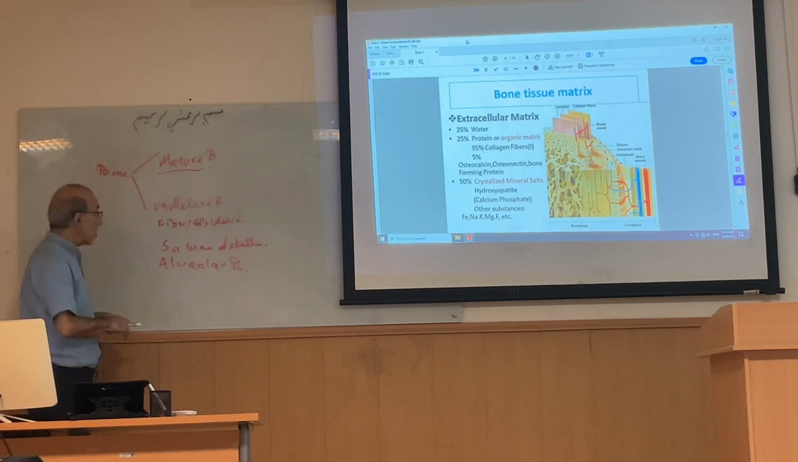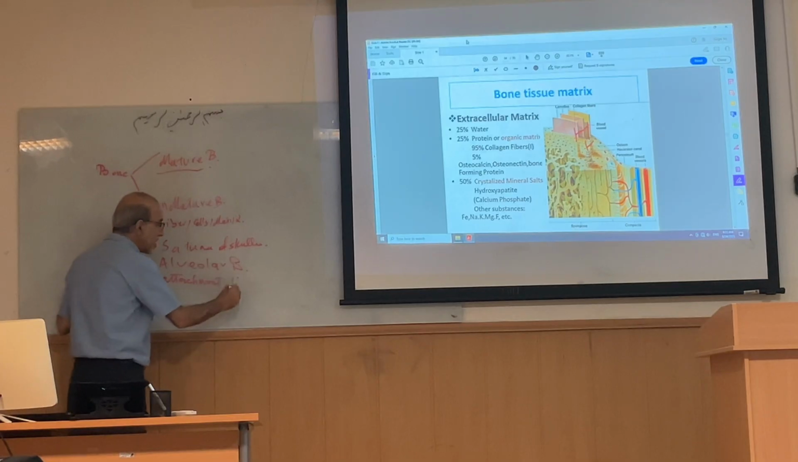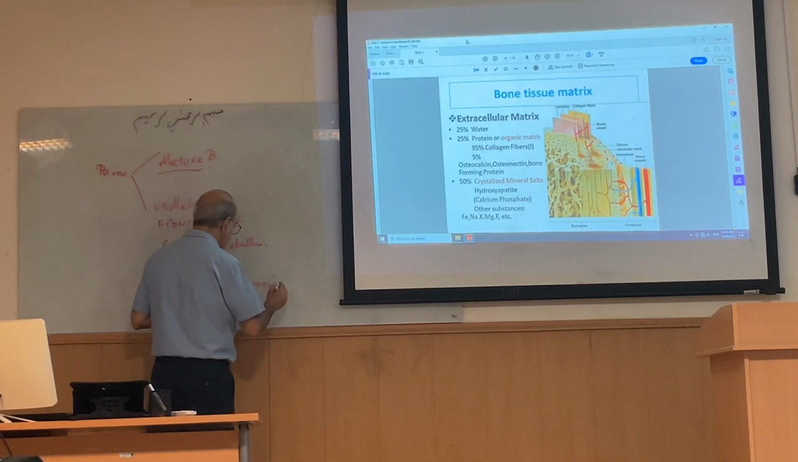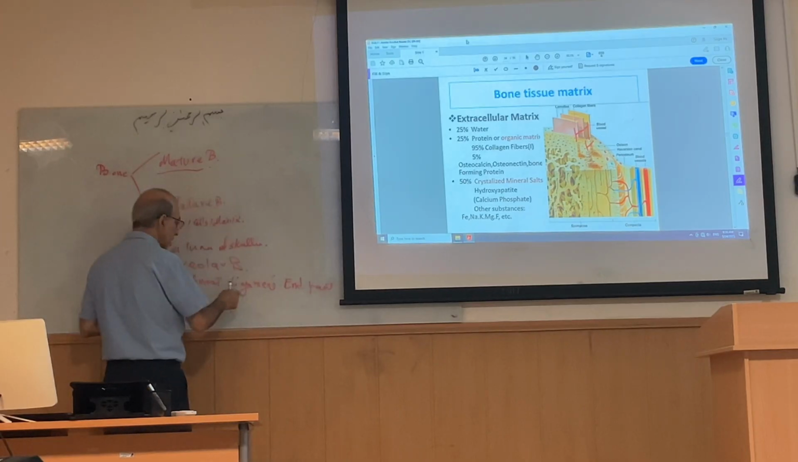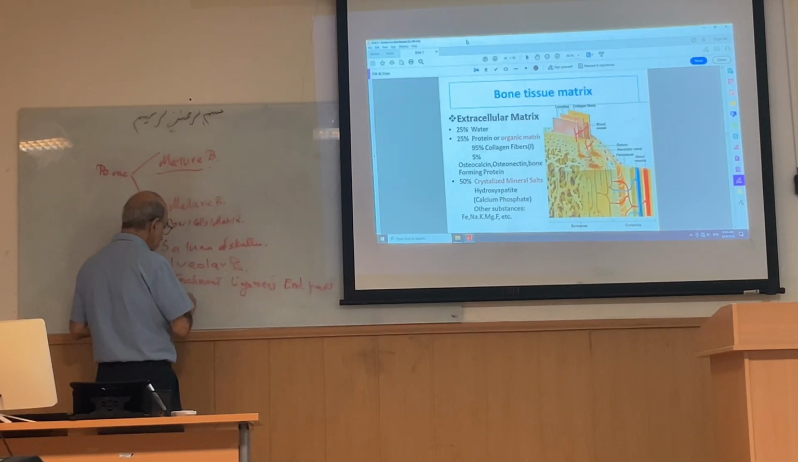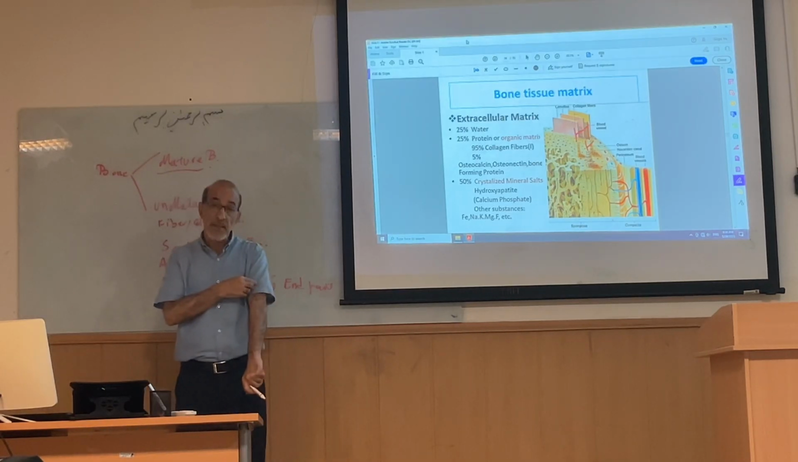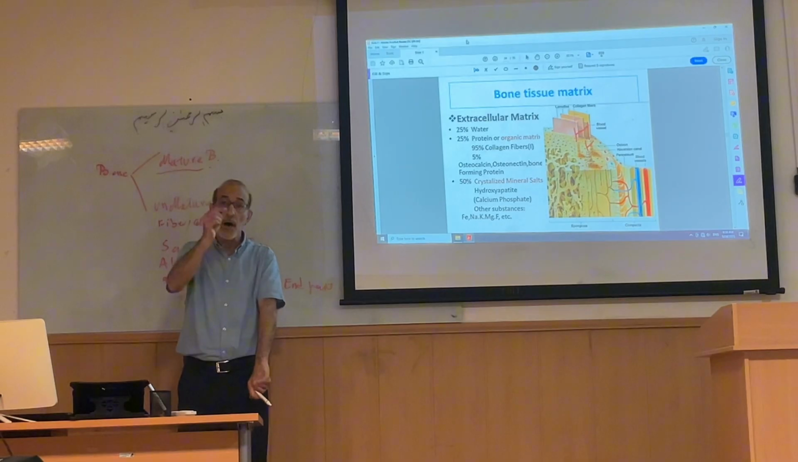Very good. And the attachment of ligament to bone. This is a muscle. This muscle is jointed to bone by a ligament. Between the ligament and the bone, you can see immature bone.